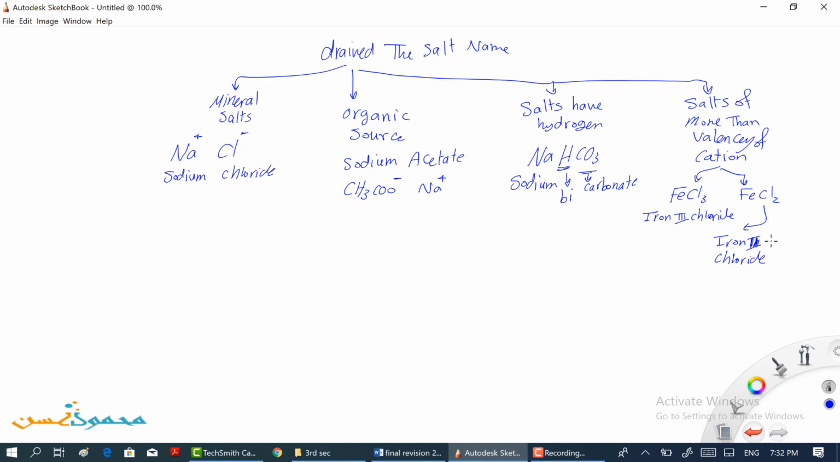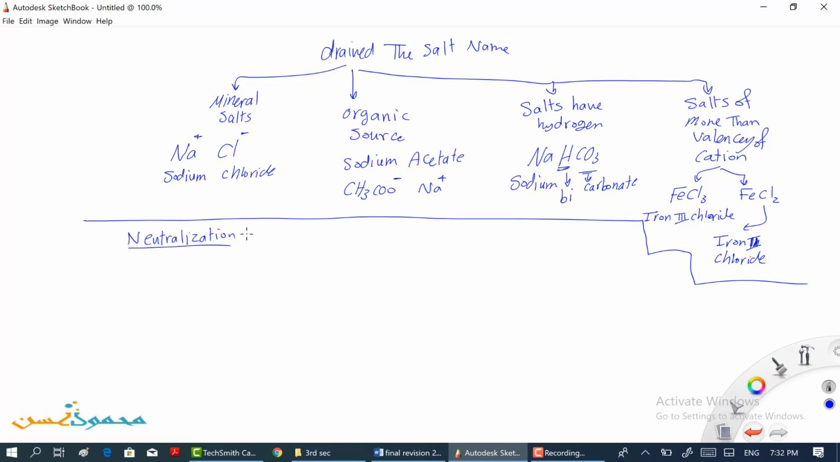One of the most important steps by which we obtain the salts is called neutralization. What is meant by the neutralization process? Neutralization process means the reaction which takes place between acid and base to give salt and water.